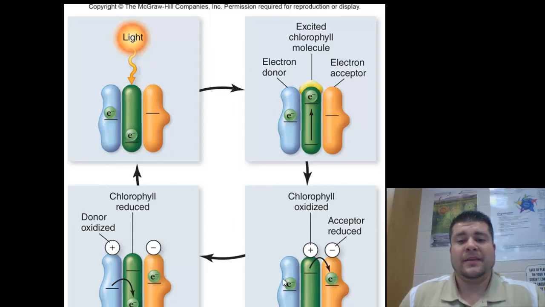Well, this electron donor is actually become reduced, and that's going to move into the oxidized chlorophyll, which will then become reduced again. And then the donor will become oxidized, which needs to accept an electron. So this cycle moves these electrons from the electron donor to the electron acceptor at an excited state from the chlorophyll.